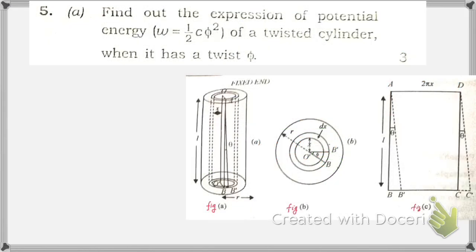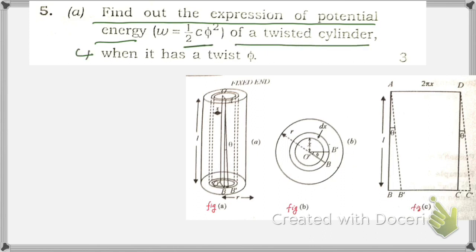Here is question number 5, as you can see. Find the expression for the potential energy W equal to 1 by 2 C phi square of a twisted cylinder when it has a twist of phi.